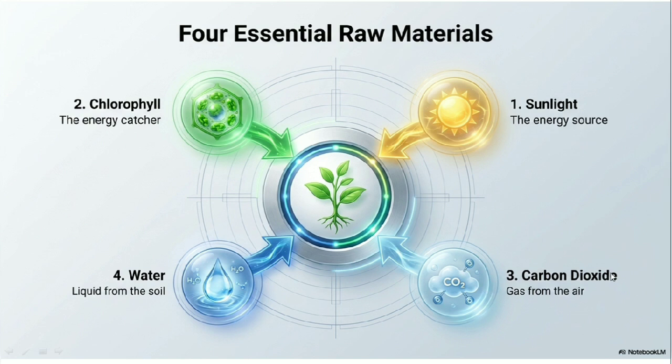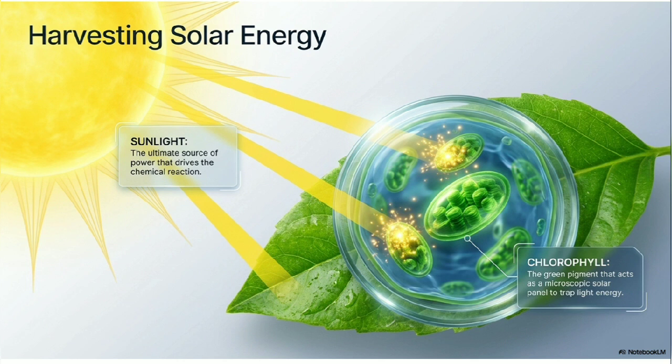The third one is carbon dioxide, a gas from the air. Just as humans take oxygen from the air, plants take carbon dioxide from the air. One more is water, a liquid from the soil. They absorb the water from the earth or soil. The food produced here is glucose. It is a type of sugar.